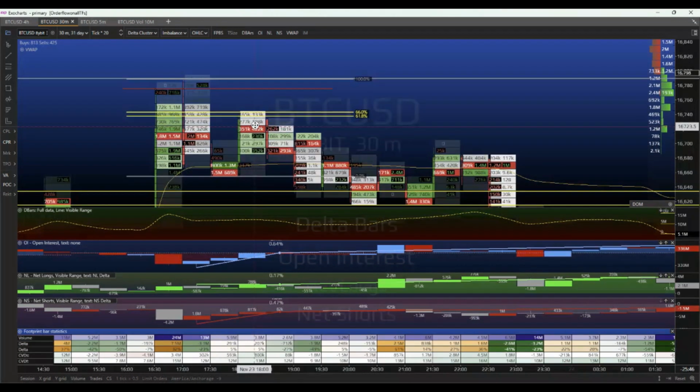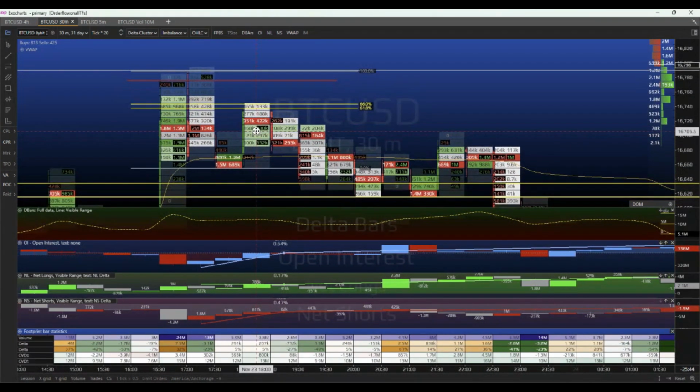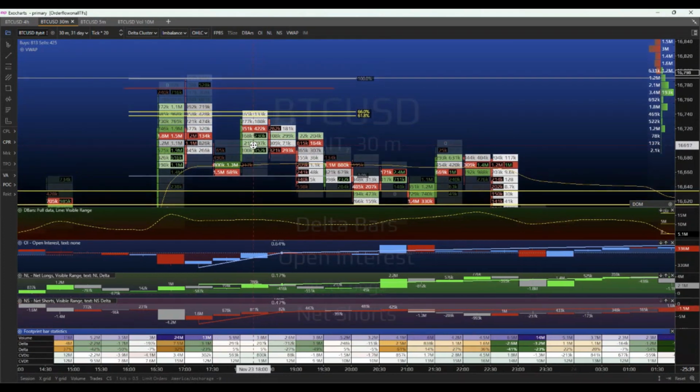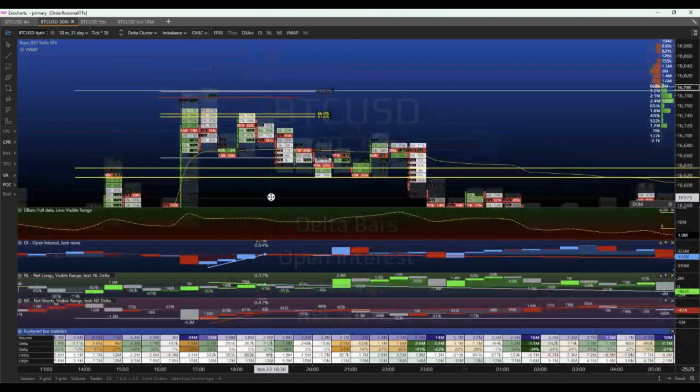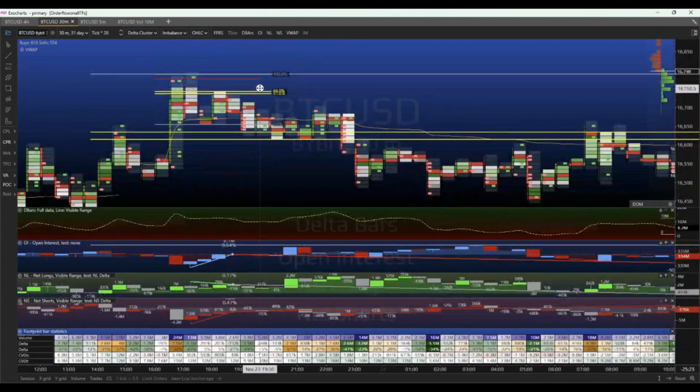That's significantly less buying power and volume than this candle right here, the 24 million in volume and that 7.5 million in positive delta. That's significantly less. And it comes right into the golden zone. That signals to me short.